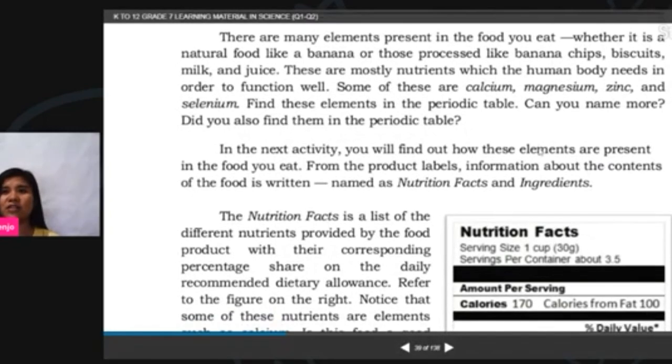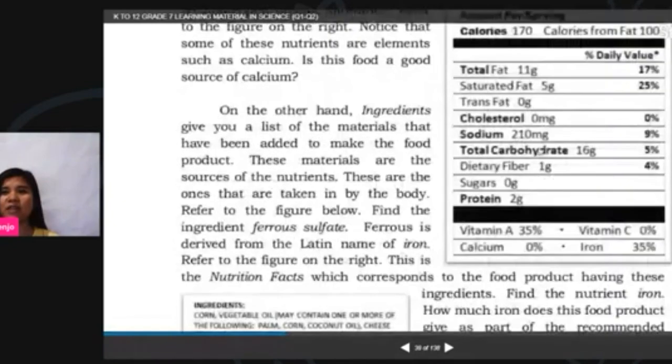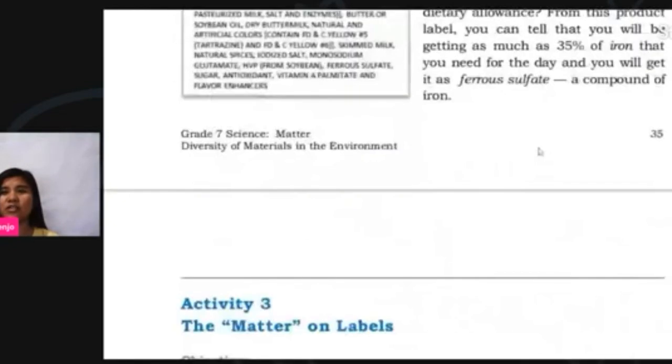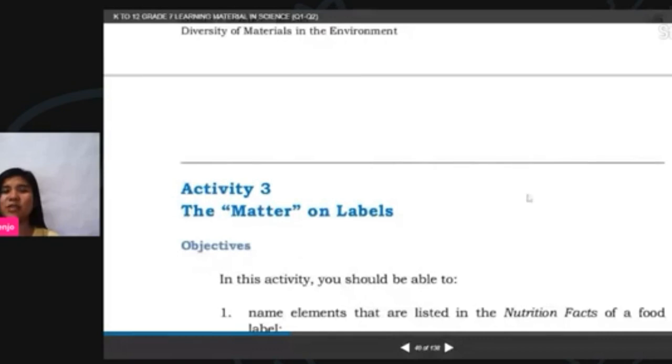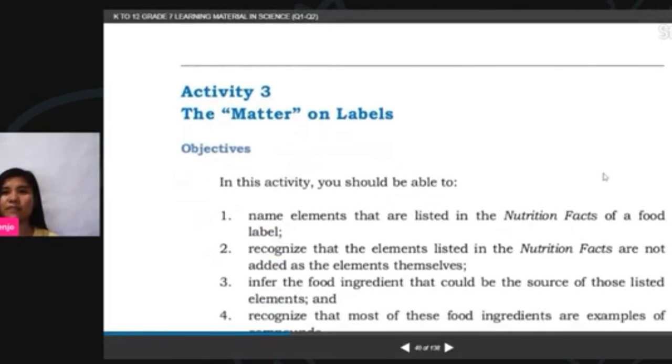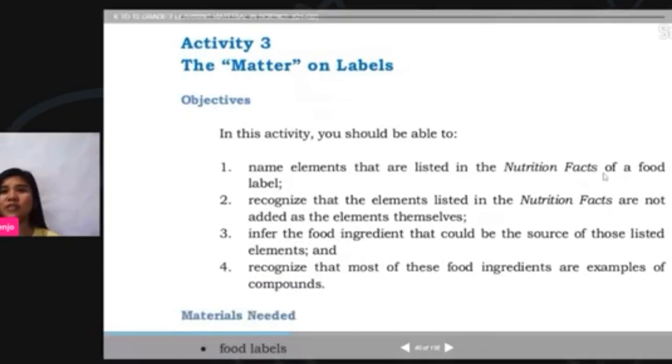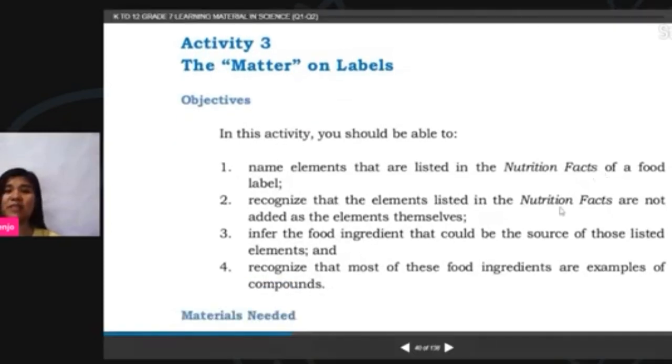So using the nutrition facts. In every food you eat, usually there are nutrition facts. In activity 3, the title is Matter and Labels. In this activity, you should be able to name the elements that are listed in the nutrition facts of a food label.